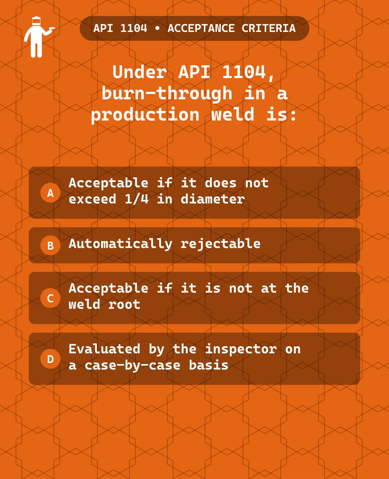Question 3. Under API 1104, burn-through in a production weld is A, acceptable if it doesn't exceed 1/4 inch diameter, B, automatically rejectable, C, acceptable if it's not at the weld root, or D, evaluated by the inspector on a case-by-case basis.